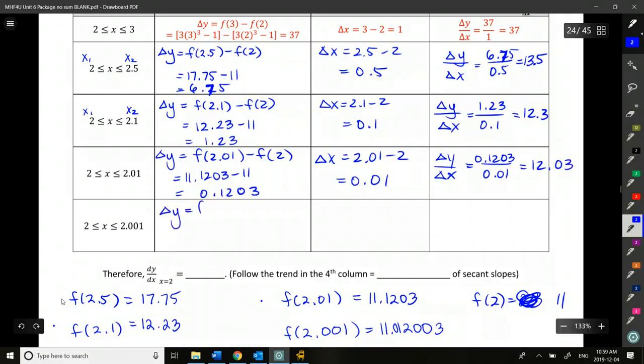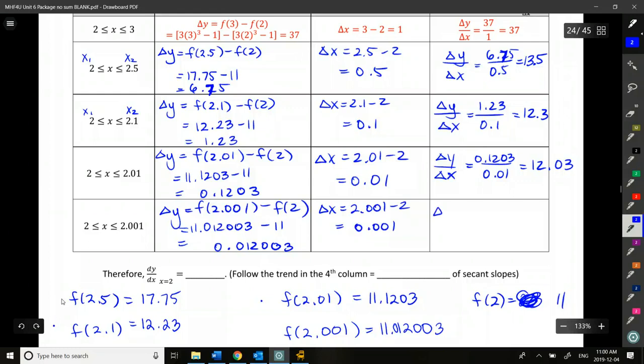Okay, and then for the last one, we're going to do f at 2.001 minus f at 2, so the change in y's. Gives us 0.012003. And the change in x's. So that will be 2.001 minus 2. And then delta y over delta x. So we get about 12.003.